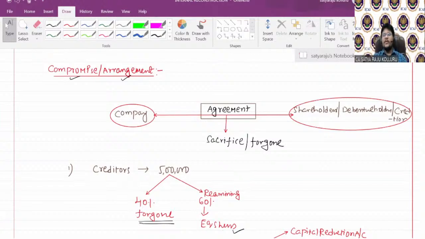What is the difference between compromise and arrangement? I already told you, in case of compromise, first there is a conflict of interest occurred between the two parties. After so many negotiations, those two parties enter into an agreement, which is nothing but compromise. In case of arrangement, there is no conflict of interest. Both the parties are agreed. Both the parties have identity of minds initially itself. So they readily sacrifice, and such sacrifice is simply accepted by the company in case of arrangements.